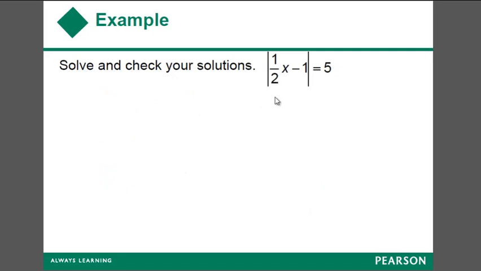Solve and check your solutions for the absolute value of 1/2 x minus 1 is equal to 5. Notice already that the absolute value is isolated on one side of the equal sign by itself, equal to 5. So I'm going to set what is inside the absolute value equal to a positive 5 and equal to a negative 5. Since this has a fraction, I'm going to multiply through on both of my equations by 2. I'm going to multiply through by my common denominator. This will help me get rid of my fractions.